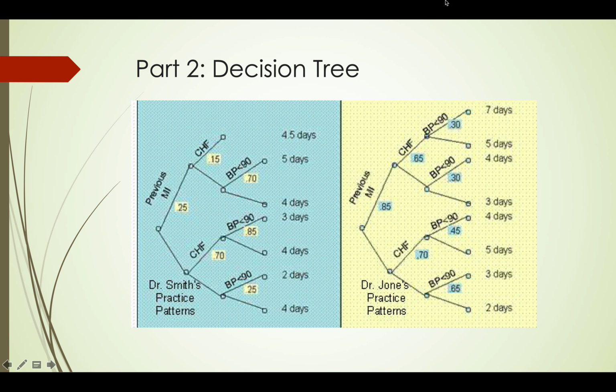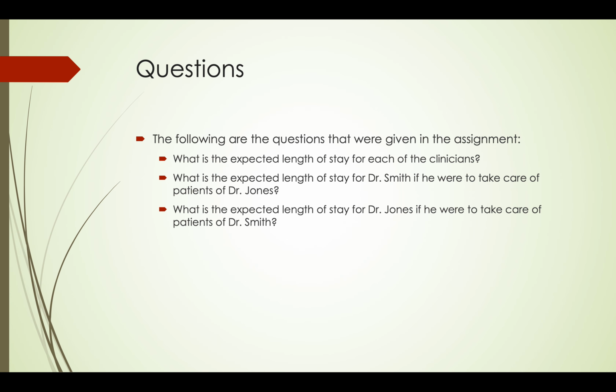So for the second part of this assignment, we've been given these 2 practice pattern trees, one for Dr. Smith, one for Dr. Jones. We're asked 3 questions based on this data. The first question is, what is the expected length of stay for each of the clinicians? The second question is, what is the expected length of stay for Dr. Smith if he was to take care of Dr. Jones's patients? And then for the third question, we see the vice versa. What is the expected length of stay for Dr. Jones if he were to take care of Dr. Smith's patients?